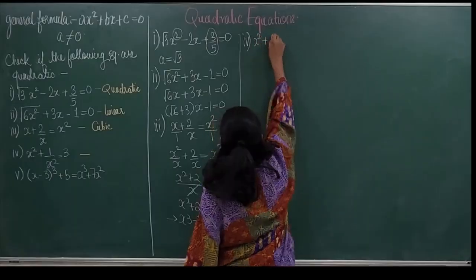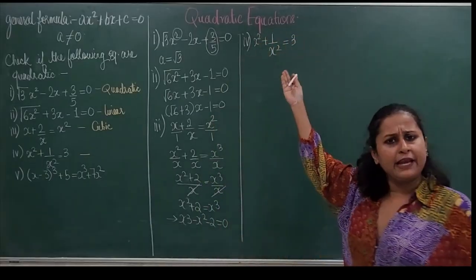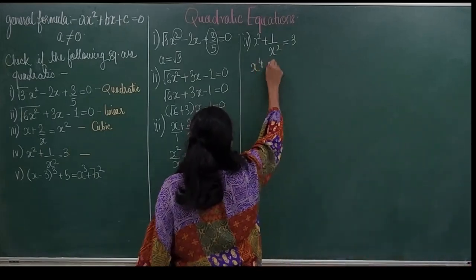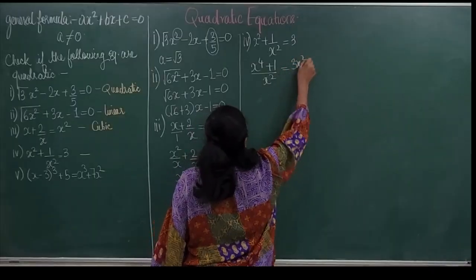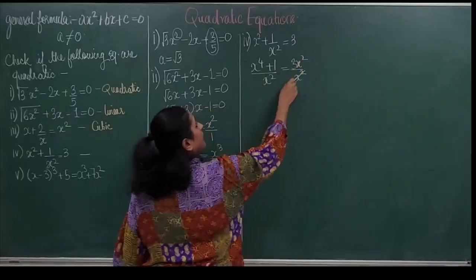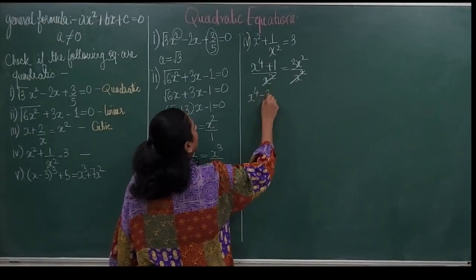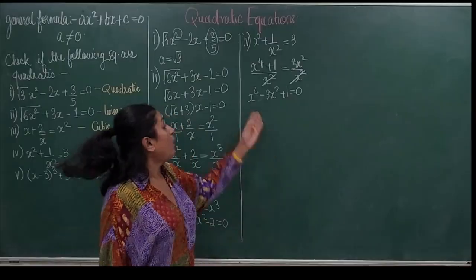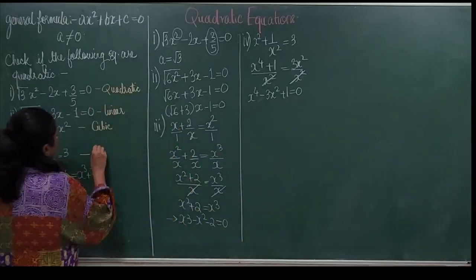What is this example? X square plus 1 upon x square is equal to 3. Same treatment like the previous sum. Take LCM. So this becomes x to the power 4 plus 1 upon x square is equal to 3x square upon x square. X square cancel. What is my expression? X to the power 4 minus 3x square plus 1 is equal to 0. What is the highest power of x? It's 4. So this is also not quadratic.